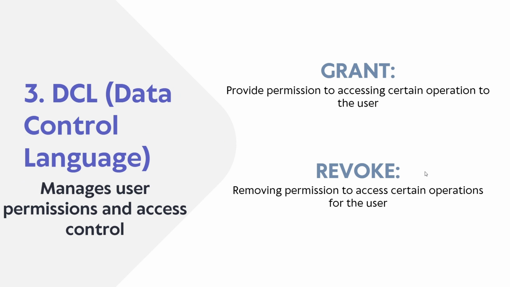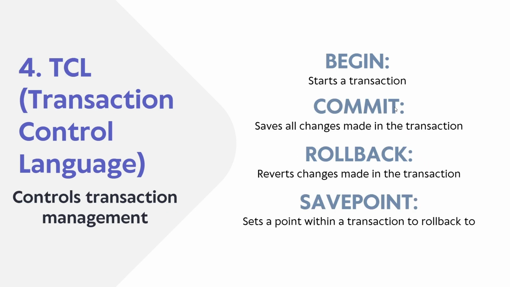The next one is DCL, that is data control language. DCL commands manage the access to data. This is like setting permissions in a video game, alright? Who can do what? So we have two commands in DCL. One is grant and the second one is revoke. If I want to give permission to someone, then I will be using grant. If I want to revoke the given permission, then I will be using revoke. As simple as that. Let's move on to the next one.